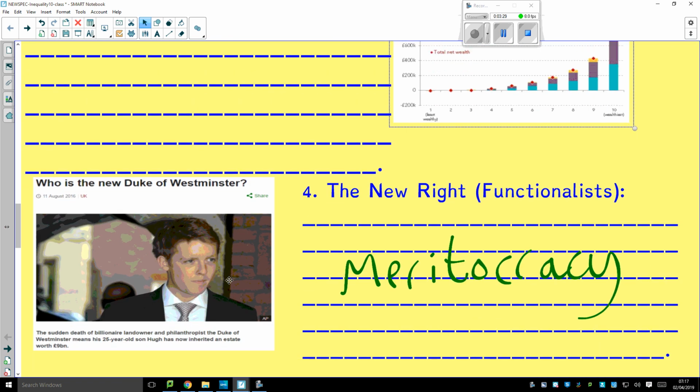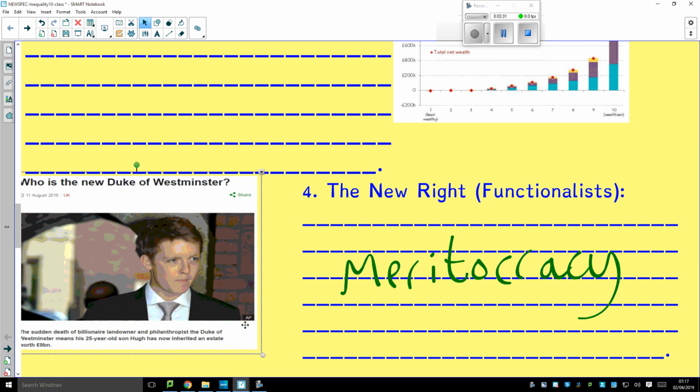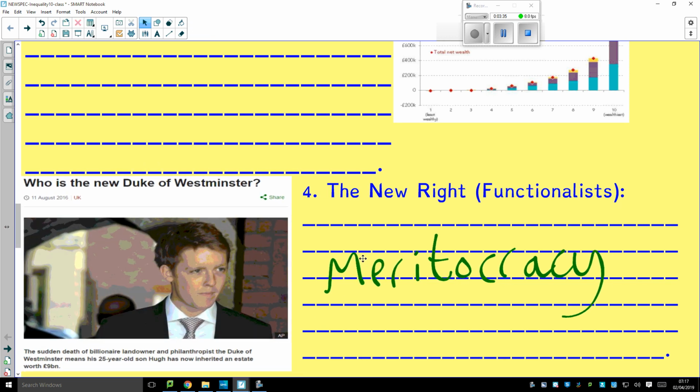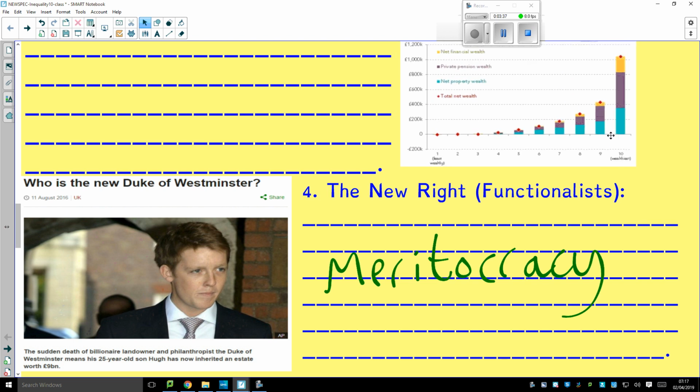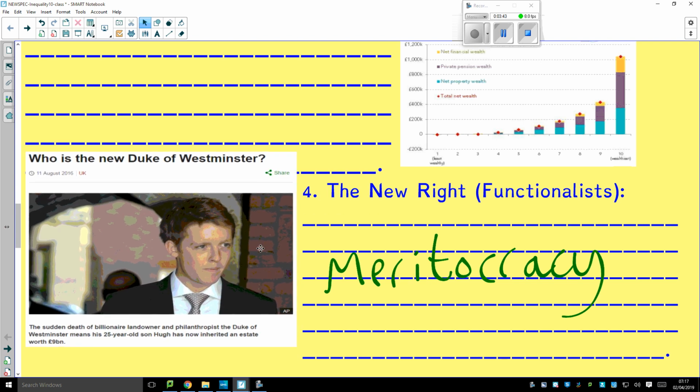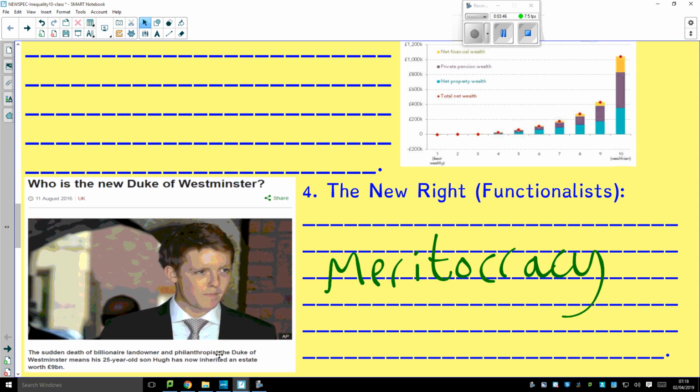Now, if you're the New Right, functionalists, you say, well, so what? It's all fair. It's a meritocracy. The people at the top here have got more wealth because they're better, they've worked harder than the people at the bottom. Not sure about that. Look at this guy here, read the passage here. He's got £9 billion because when his dad died, that's how much money his dad had. I'm not sure he earned that money. But again, if you're a functionalist, that's what you think.